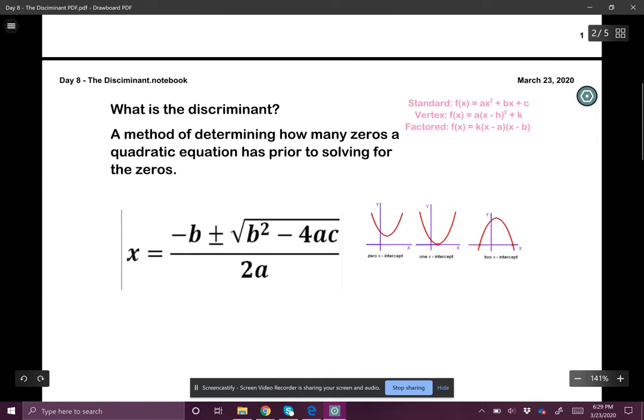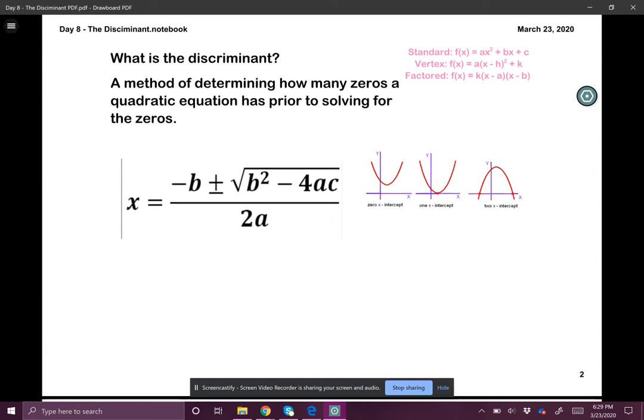So the discriminant, what that is, you can use your note-taking guide if you'd like. If you don't want to, that's totally fine. But what is the discriminant? The discriminant is a method of determining how many zeros a quadratic equation has prior to solving for those zeros.